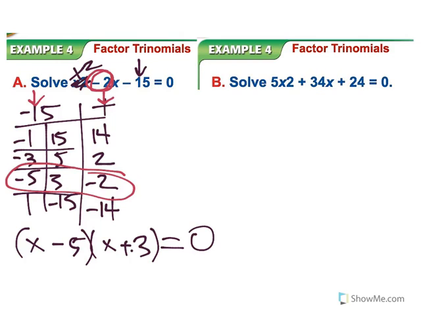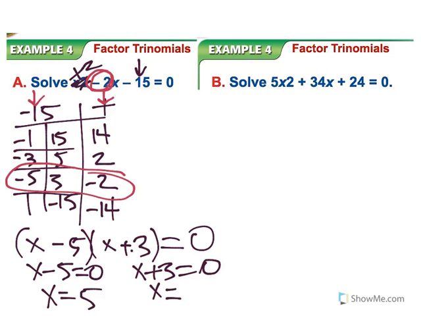So now it's factored, and now we can actually figure out what our x values are. We're going to set x minus 5 equal to 0 and x plus 3 equal to 0. When we solve each of these, we get x equals 5 and x equals negative 3.